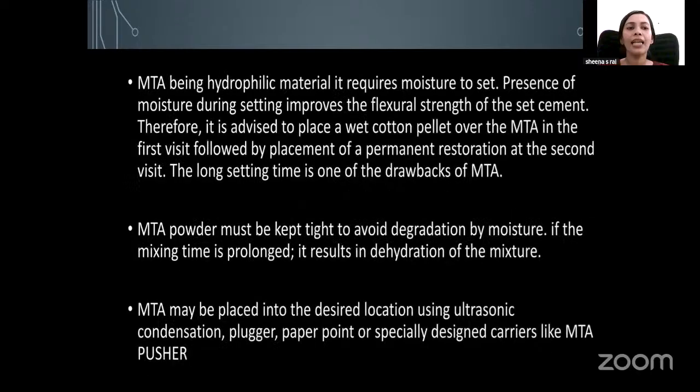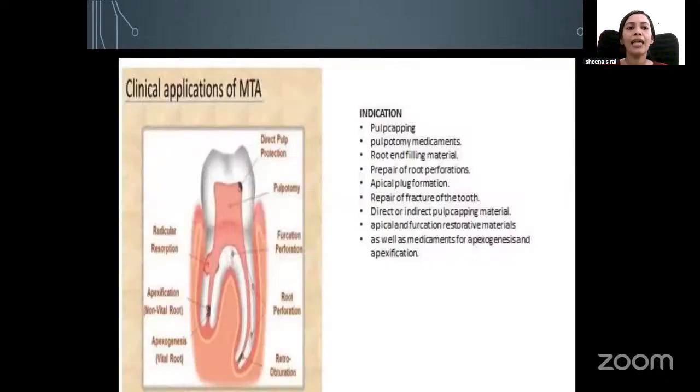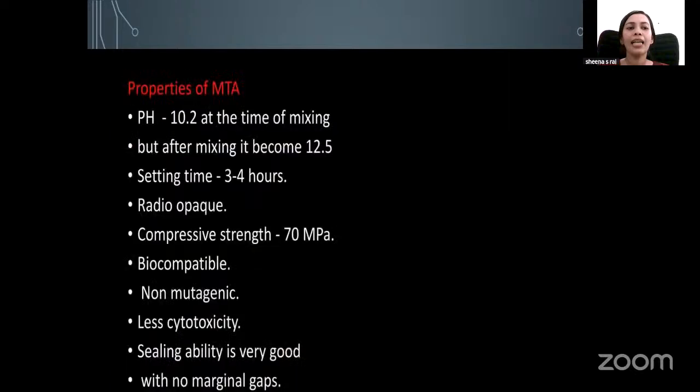So for composition, what you need to know is that it mainly includes tricalcium silicate. That is a point you have to keep in mind. It includes tricalcium silicate, tricalcium aluminate, tricalcium oxide, silicon oxide, etc. These are the most important things to keep in mind. It is a silicate cement.